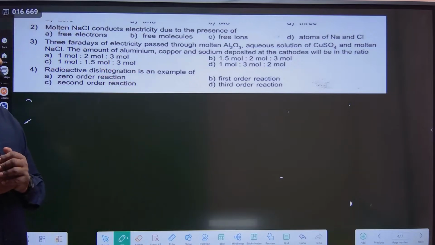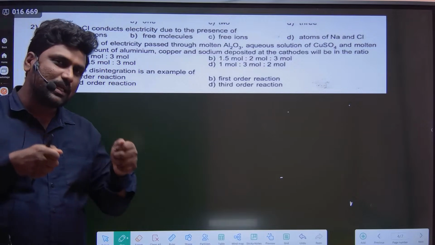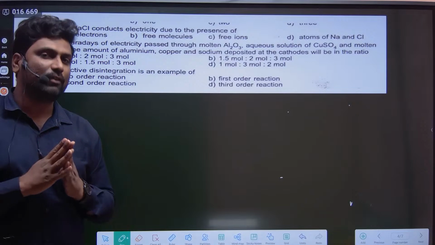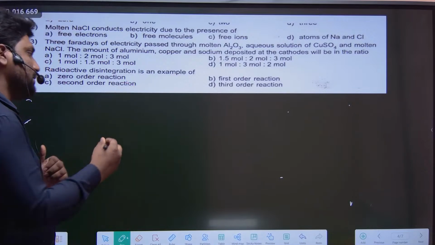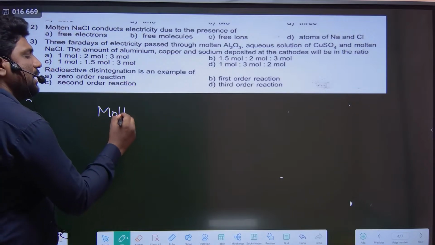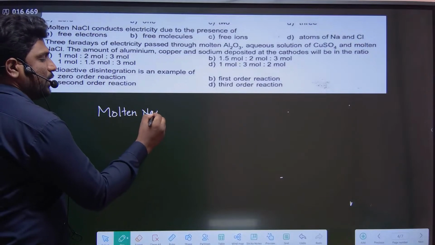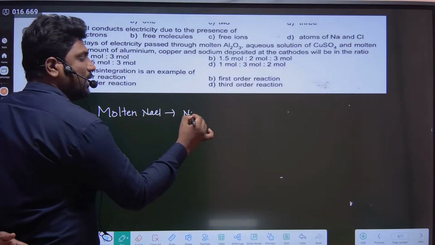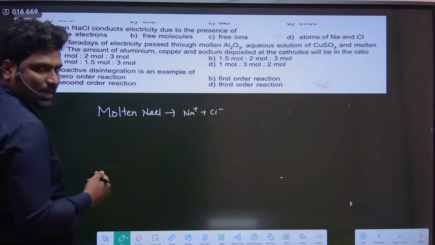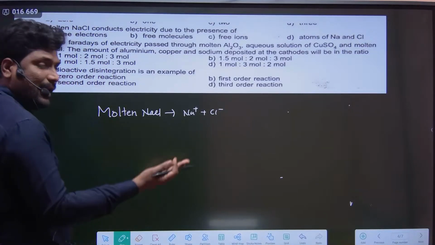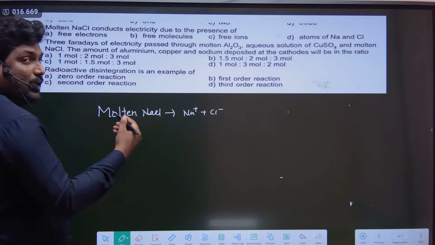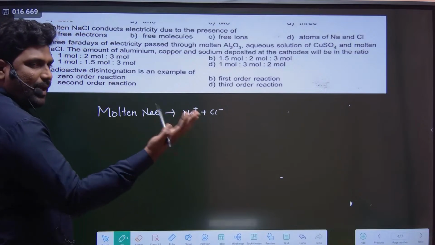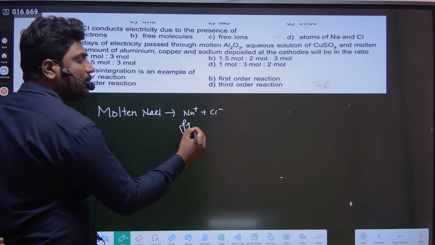So here, whenever electricity is passed through NaCl solution, they haven't taken NaCl solution here. They have taken molten NaCl. Molten means melted NaCl, fused NaCl. So whenever the molten NaCl is fused, it will be dissociated into Na+ as well as Cl-. Any electrolyte in a molten state will be dissociated into cation and anion. We will get free ions.